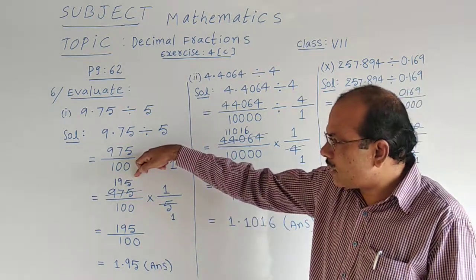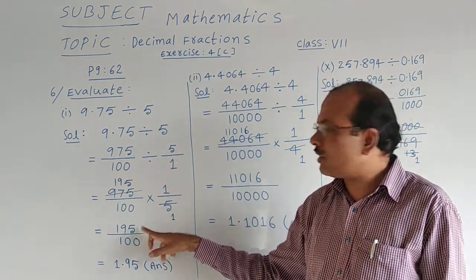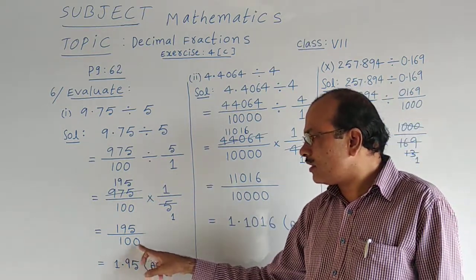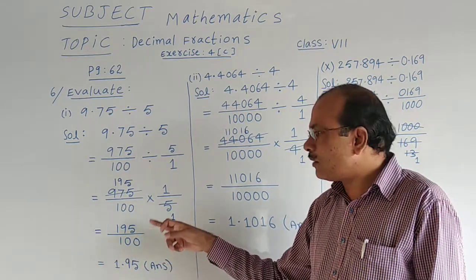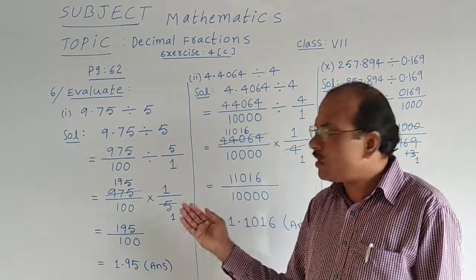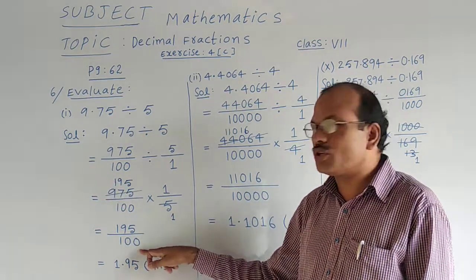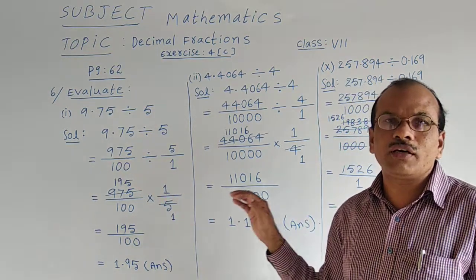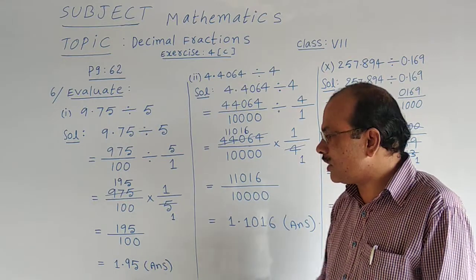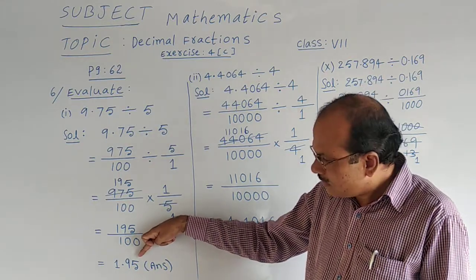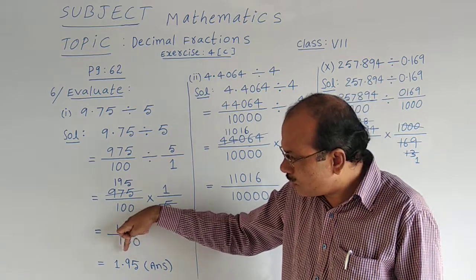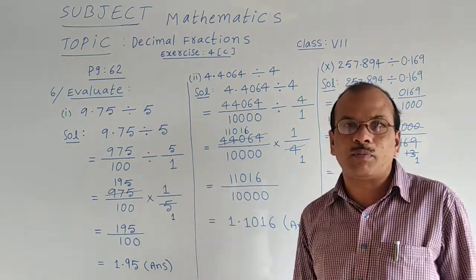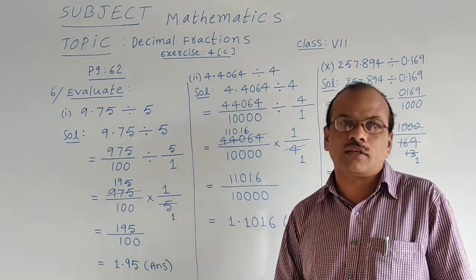That is 195 by 100. Here 2 zeros are there, starting with 1. Then I can put a point in the numerator in the next step, after 2 digits because of the 2 zeros. The point can be placed in the numerator after 2 digits, counting from right to left. 5 is the first digit, 9 is the second digit. After 2 digits I have placed a point. After that, what is there? It is 1, that 1 is dropped. So 100 is removed for the next step.